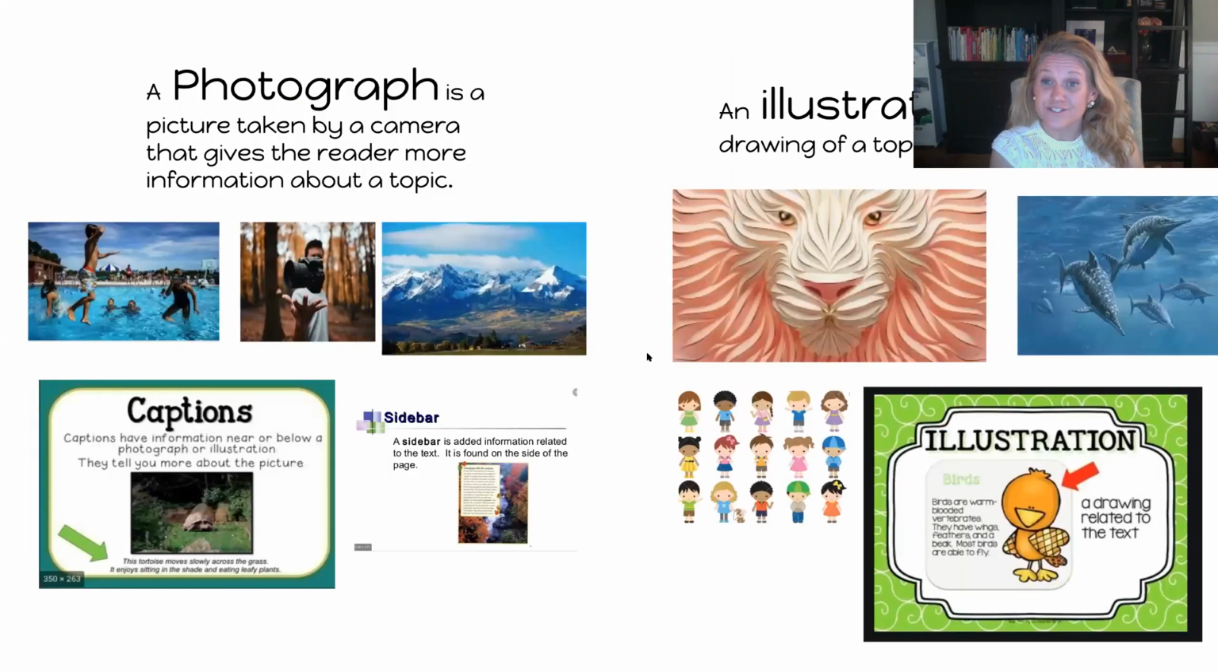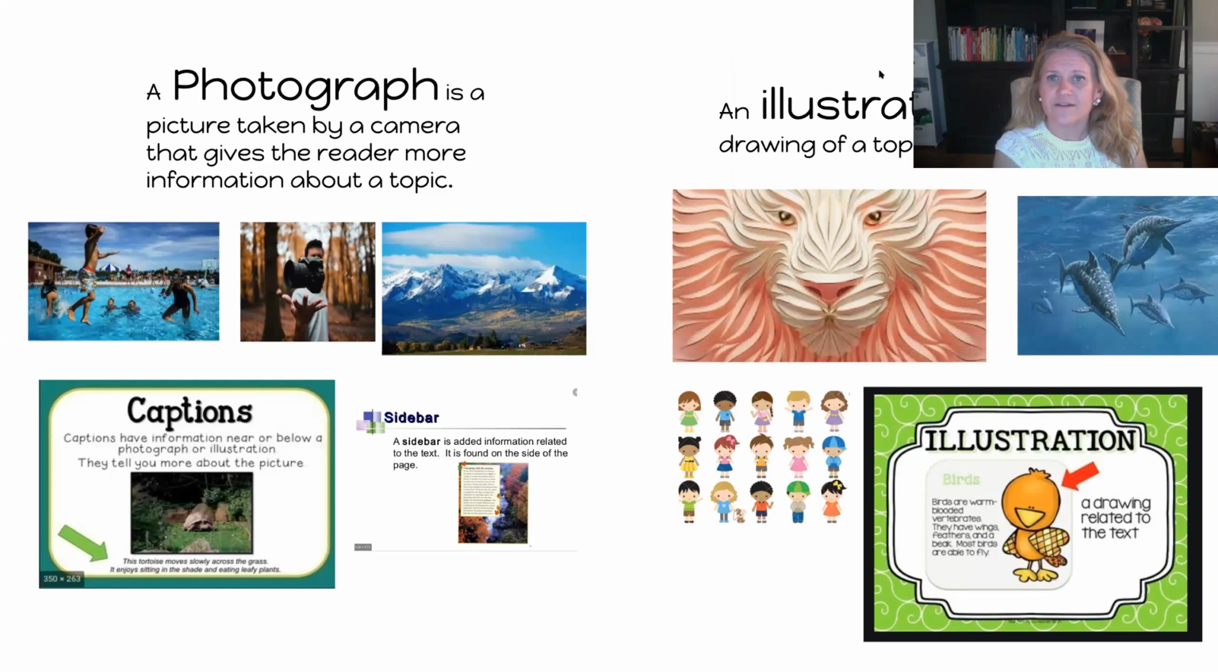The first text feature is a photograph. Now, you probably already know what a photograph is. It's an actual picture taken by a camera that gives the reader more information about a topic. So here we have a picture of some boys and girls at a pool. I hope to be there soon. We also have a photograph of a photographer tossing up his camera. The wind's just doing that. We also have a photograph of some mountains.